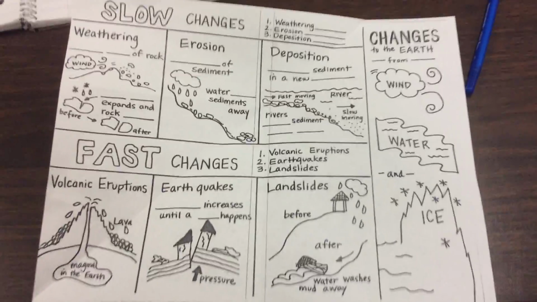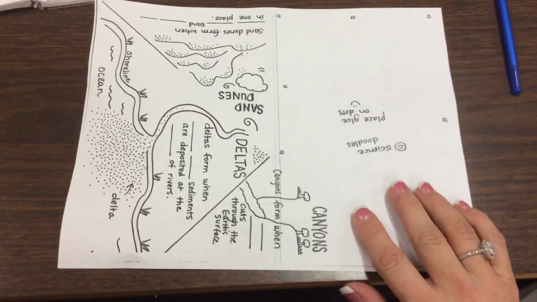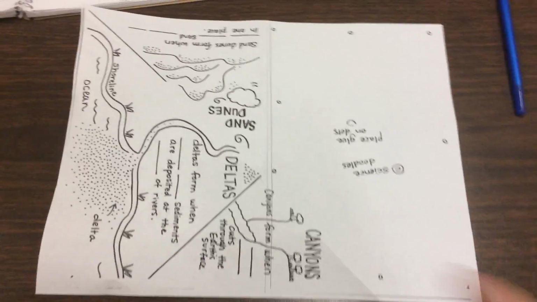Okay, we're going to make a foldable. Everyone should have a piece of paper that looks like this on one side and this on the other side. If you do not all have one, stop the video for a moment while you get one.